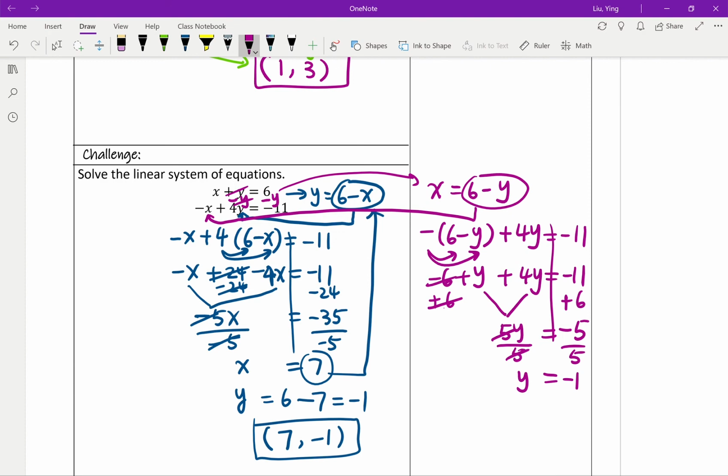So then x equals, so we're going to use this -1 to plug back in. So x equals 6 minus y, which is 6 minus -1. So that's 6 plus 1, that's 7. So again, the answer is 7 comma -1, and that would match.